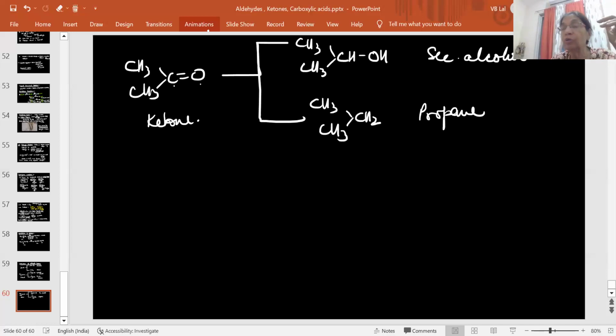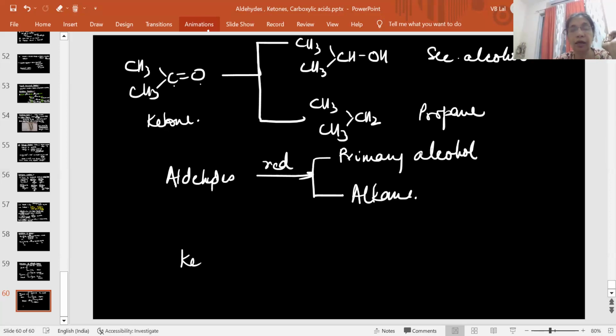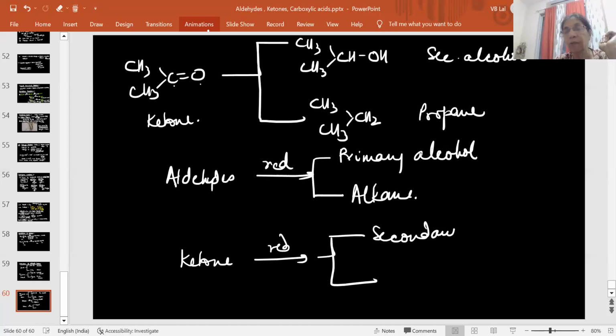So what is a general rule that you understood? That aldehydes on reduction, if I do reduction of aldehydes, I can either get primary alcohol or I can get alkanes, right? And if I take ketones and do reduction, I can get either secondary alcohol or I can get alkanes. Depending on which ketone or which aldehyde, I can make the product.